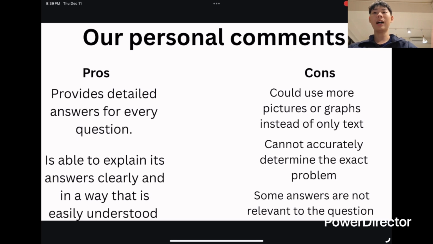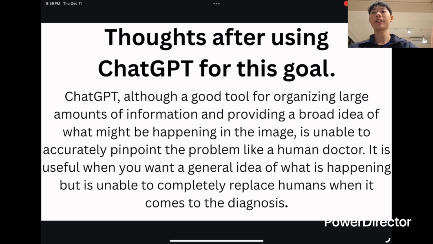Now, thoughts. What are our thoughts after using ChatGPT for this goal? Let's give a summary. Now, as I have already presented in the pros and cons section, ChatGPT is a good tool for organizing a large amount of information.